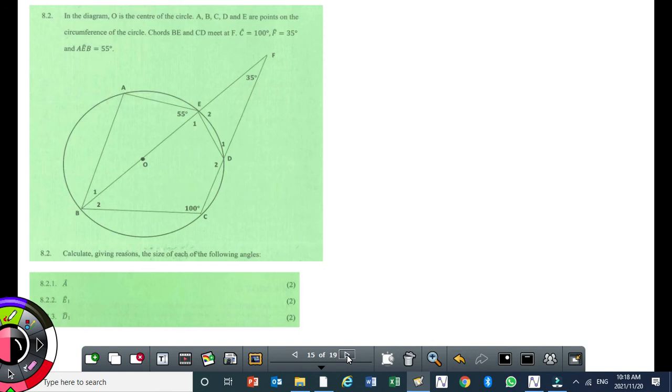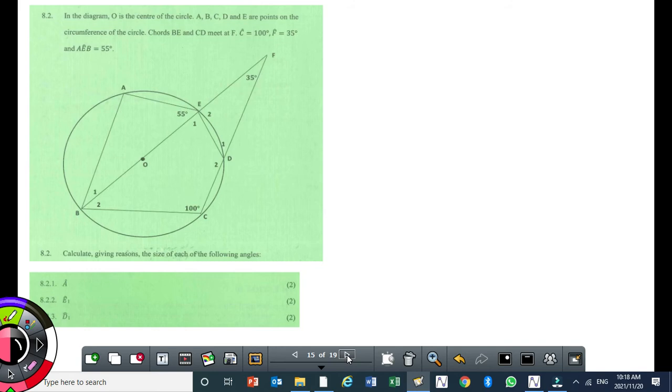Okay, so let me talk about the geometry now until the end. Now your geometry, you have got numerical problems whereby you need to find the sizes of angles. So here you are given this diagram, right? The question says calculate, giving reason, the size of each of the following angles. Let's start with the first one, angle A.